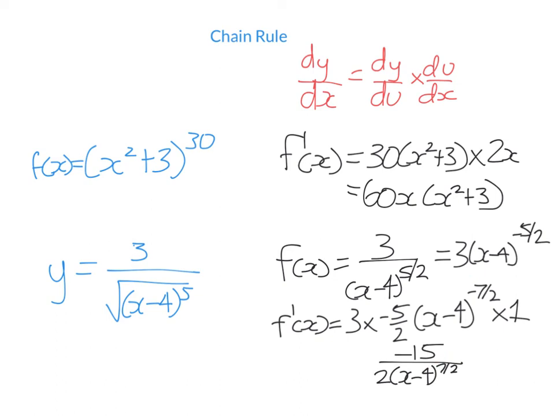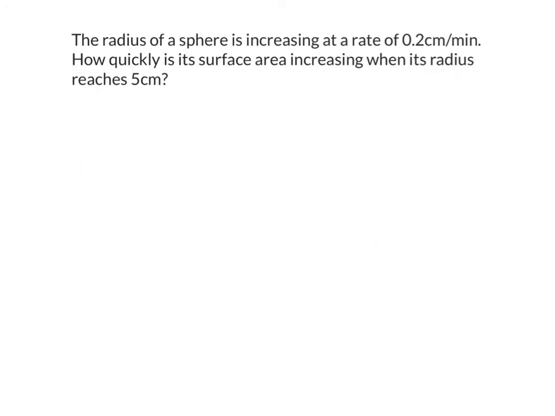All right, let's look at a worded question. Worded questions like this were causing a bit of a problem. The radius of a sphere is increasing at 0.2 centimeters per minute. How quickly is the surface area increasing when the radius reaches 5 centimeters? So we're looking for the rate of change of the surface area with respect to time. Now we are told the radius is changing at 0.2 centimeters per minute. We're told how quickly the radius changes with respect to time.